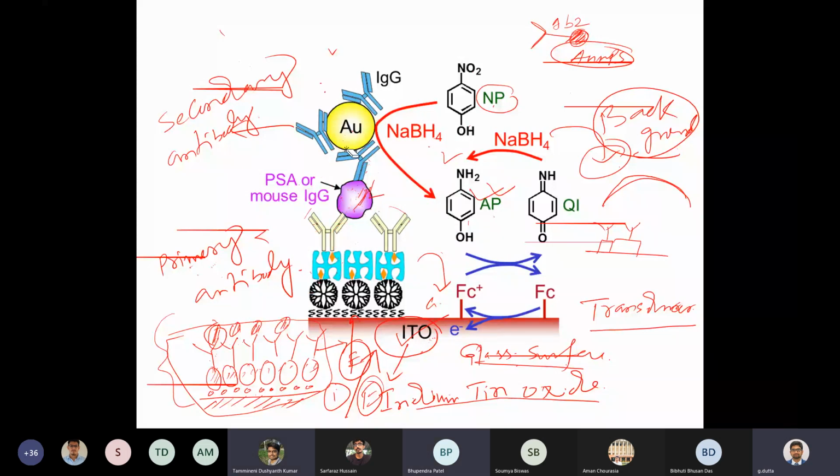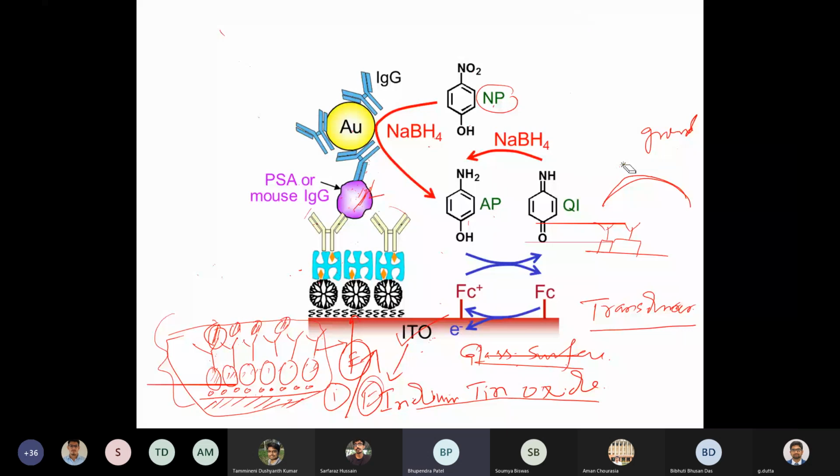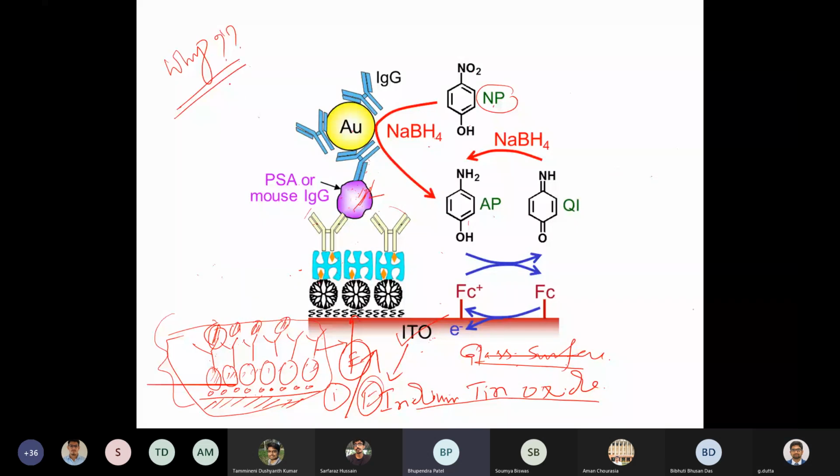Sir, I have one question. Can you repeat? Tell me. Sir, you said in the end that we have to add this secondary antibody, but how will we know whether we have to add it or not? Because ultimately our purpose is just to check for the PSA. Then how are you saying that we will add the secondary antibody and it will only bind with the PSA? Without knowing this, how will we add it? My question is this.